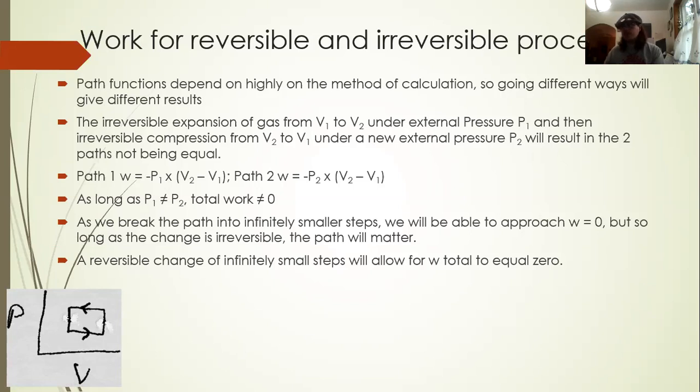So if I have a 5-gram weight, I allow the gas to expand under the 5 grams of internal pressure, to get it back to the original state, I will have to put a heavier weight on there. So I have a greater external pressure. If we were to break this down into infinitely smaller steps, we could eventually approach work equals 0. So long as the change is irreversible, the path will matter. A reversible change has infinitely small steps, so that the total work will essentially equal 0, and we could get it back.